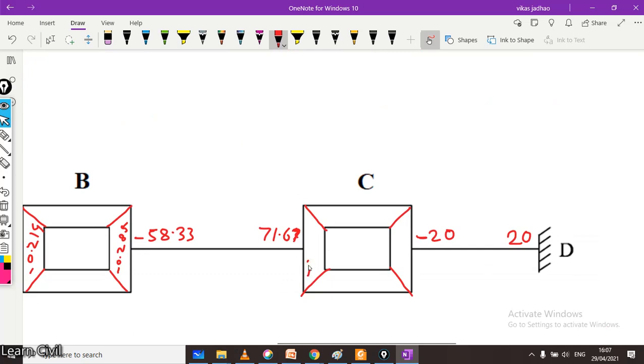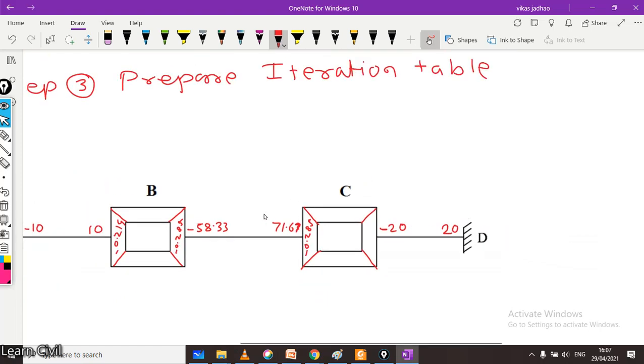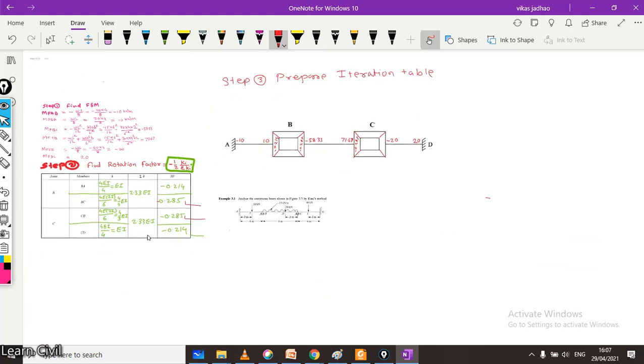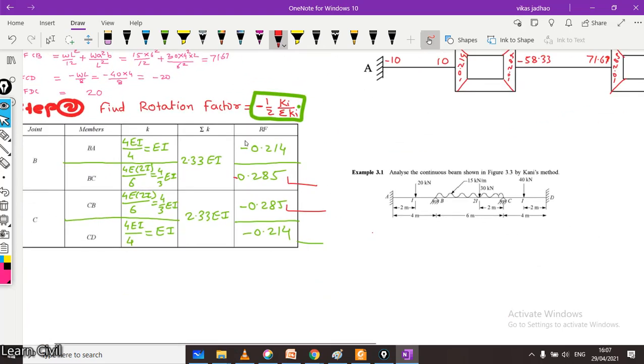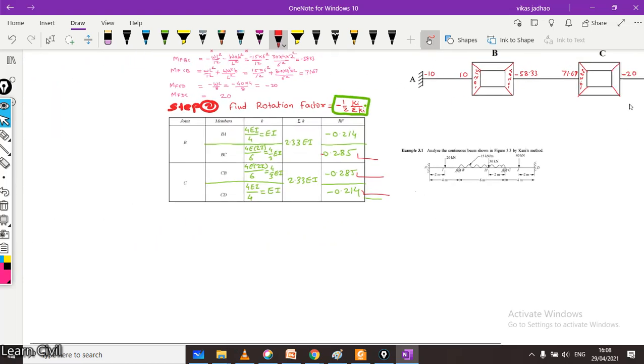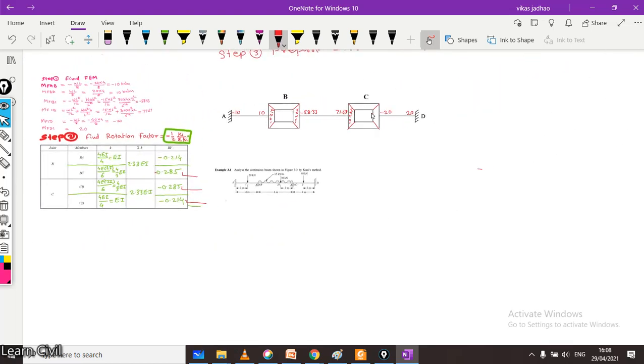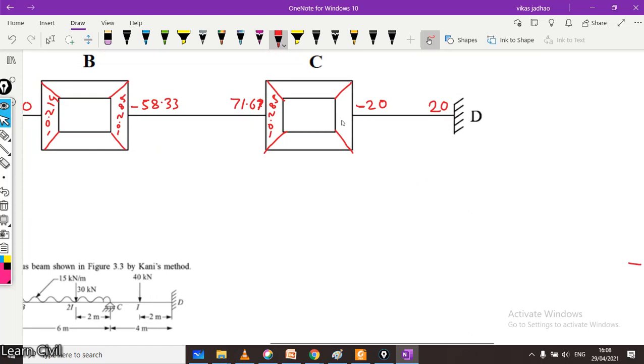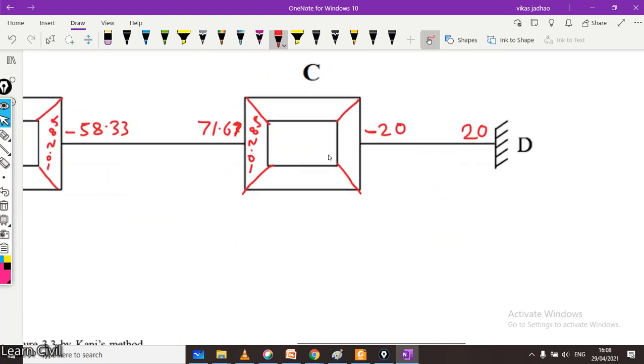So minus 0.285 here. Similarly, for the rotation factor for CD, you can see here it is minus 0.214. So write down this value of minus 0.214 here at the joint C.